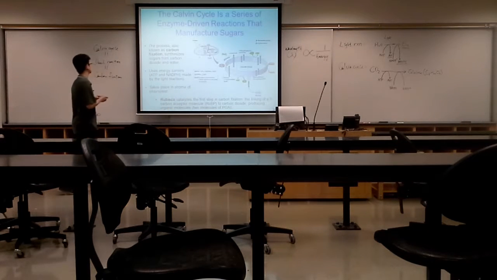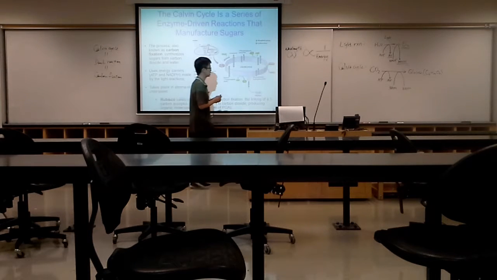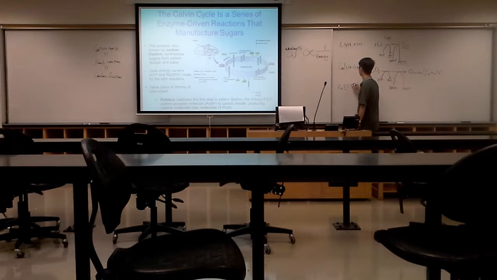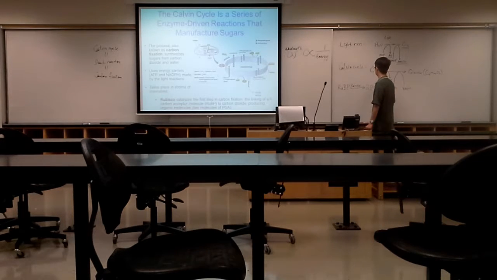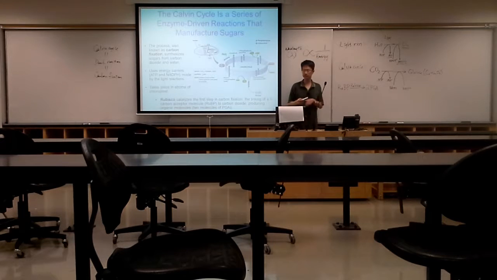Let's write it here. Calvin cycle. RuBP, and Rubisco, into 2-PGA. So this is like the first step of the Calvin cycle.